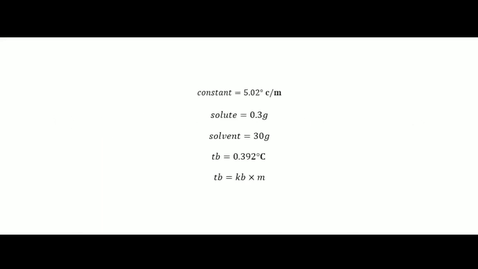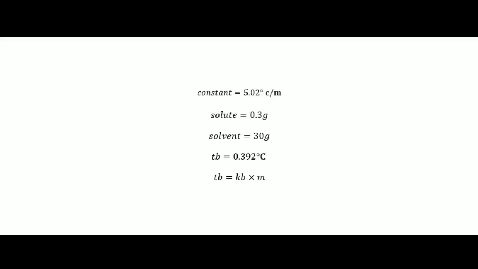Third question is, a solution prepared from 0.3 grams of an unknown non-volatile solute and 30 grams of CCl4 has a boiling point of 0.392 degrees Celsius higher than that of pure CCl4. What is the molecular weight of the solute? The boiling point constant is 5.02 degrees Celsius per molality, and the solute is 0.3 grams and the solvent is 30 grams. The boiling point elevation is 0.392 degrees Celsius.